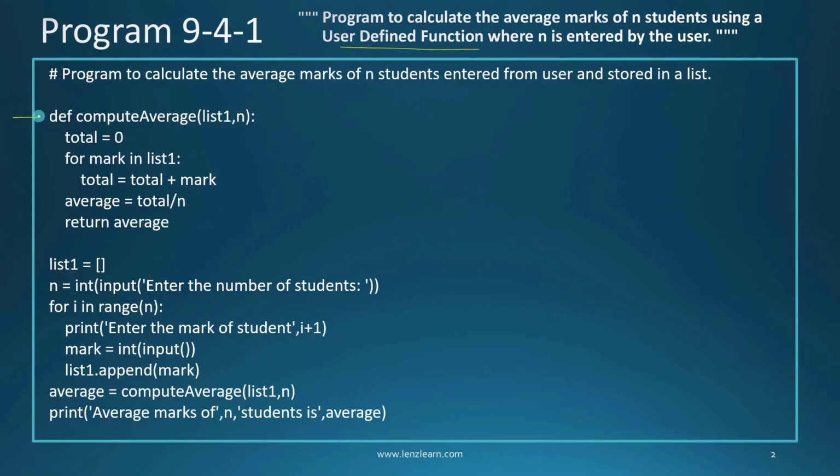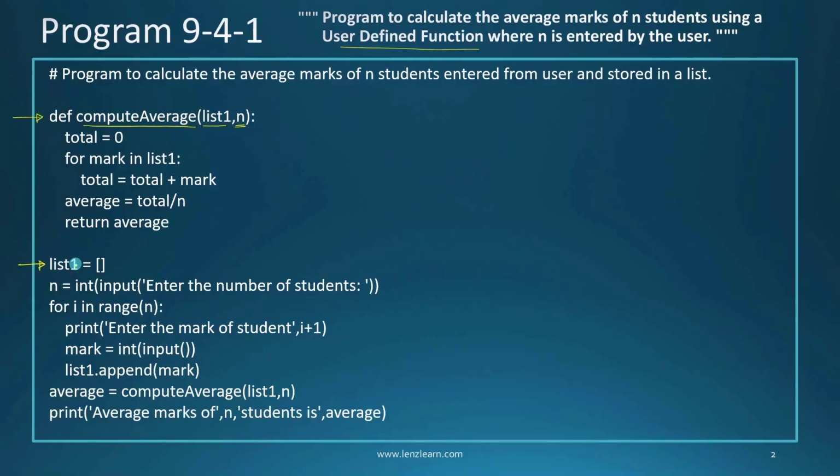Inside the program, you can see we have defined a new function called compute average, which expects a list of all the marks obtained by the students, and n, the number of student marks available inside list 1. Now the control will go to the first statement outside the function definition.